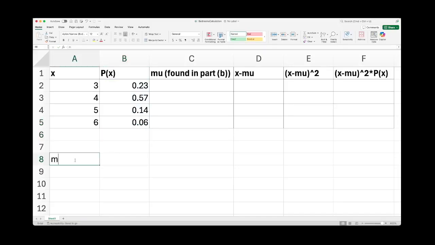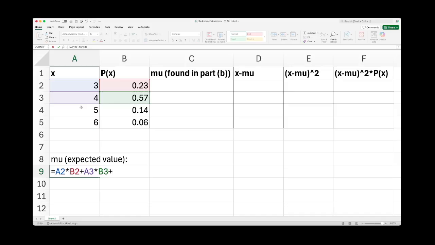So now we want to find the mean, which the Greek letter for that is mu, and this is the thing we call the expected value. So we want to take each of our x's and multiply by the probability, and we want to do that for each pair and add them all up.